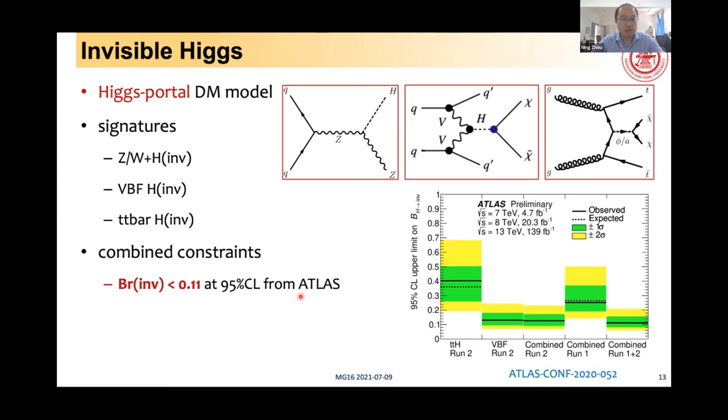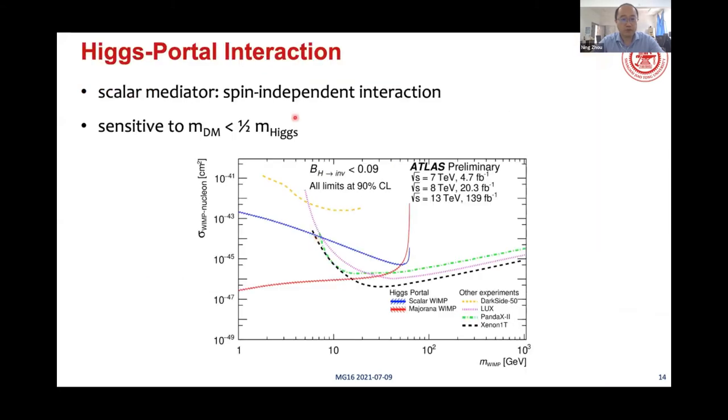So this also can be converted into this, compared with the direct detection. The Higgs as a scalar mediator with the Yukawa coupling gives the spin-independent interaction. But the constraint also has some dependence on the dark matter spin. The blue curve is for the scalar dark matter. The red curve on the left is for the Majorana fermion dark matter. So it's very sensitive to the dark matter mass below half of the Higgs mass.